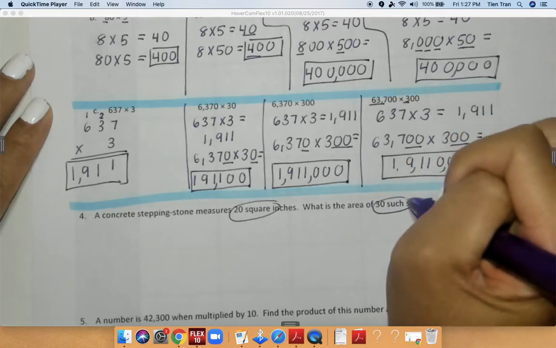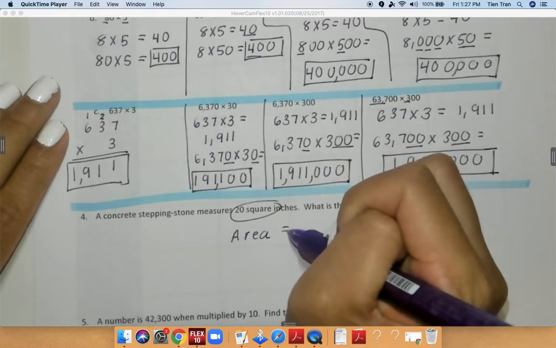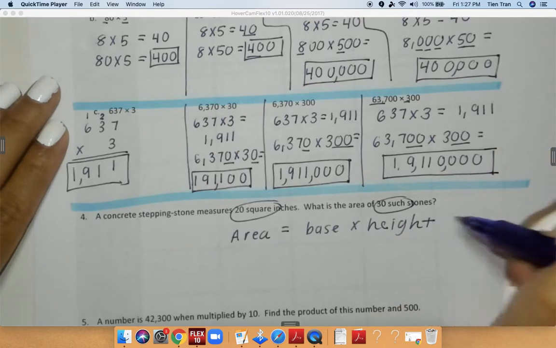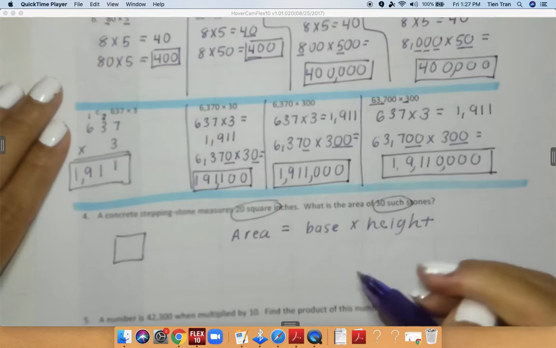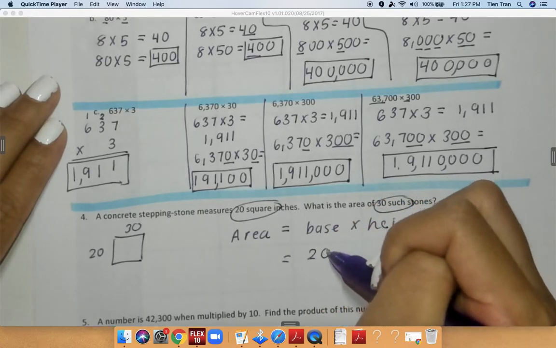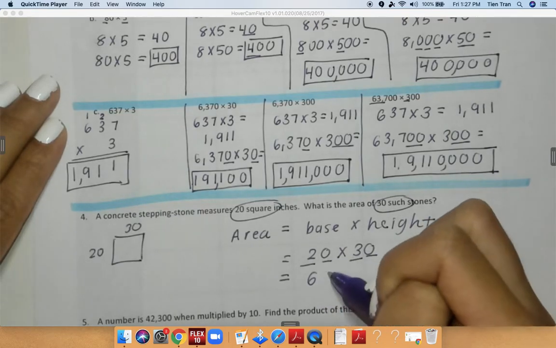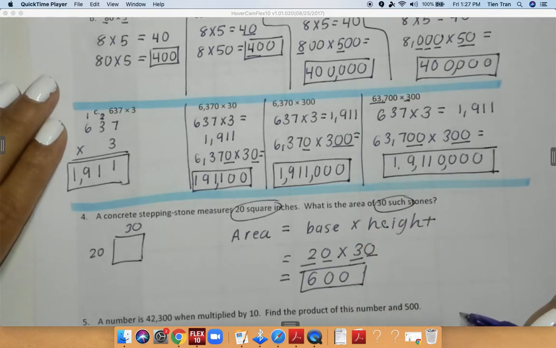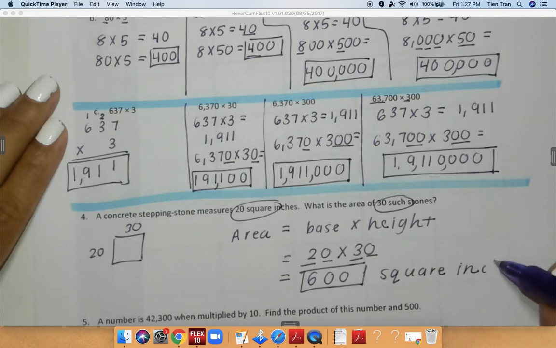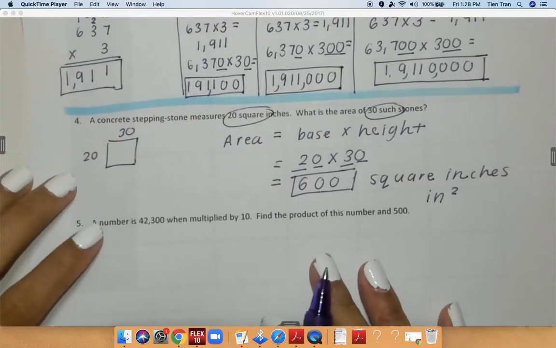Okay? Now problem number 4, it says a concrete stepping stone measures 20 square inches. What is the area of 30 such stones? So you guys haven't learned area yet? I don't think so. Area means that you're multiplying base times height. So if you have a concrete stepping stone, you're multiplying 20 times 30. So that's what we're going to do right now. We're going to multiply 20 times 30. I know that 2 times 3 is equal to 6, and then I'm adding my 2 zeros at the end. So my final answer is 600 square inches, which is the same as inches squared. You guys don't learn area until later on in the year.